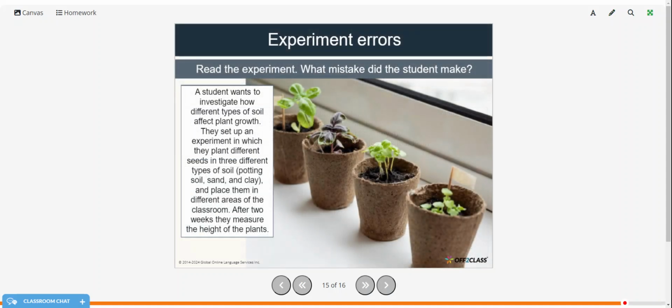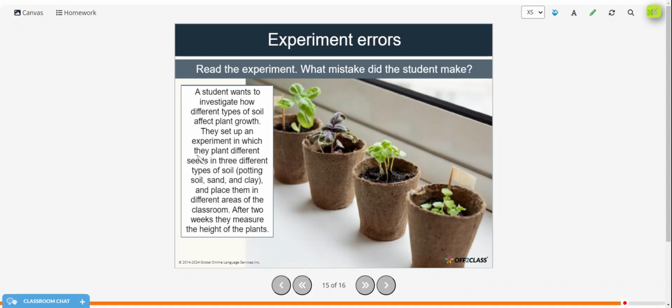All right, and now we're going to look at experiment errors. So read the experiment and what mistake did the student make? A student wants to investigate how different types of soil affect plant growth. They set up an experiment in which they plant different seeds in three different types of soil: potting soil, sand, and clay, and place them in different areas of the classroom. After 2 weeks, they measure the height of the plants.